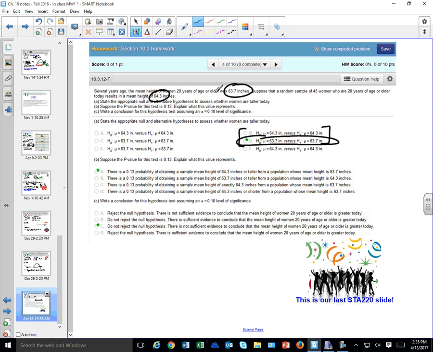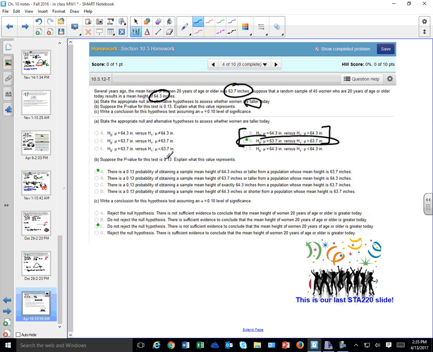This says the mean height of women was 63.7. We want to know if today's heights are different than what they used to be. So 63.7 would be our mean, right? We're wanting to know if women are taller today, which would mean greater than, right? So that's why we're using greater than in the alternative.